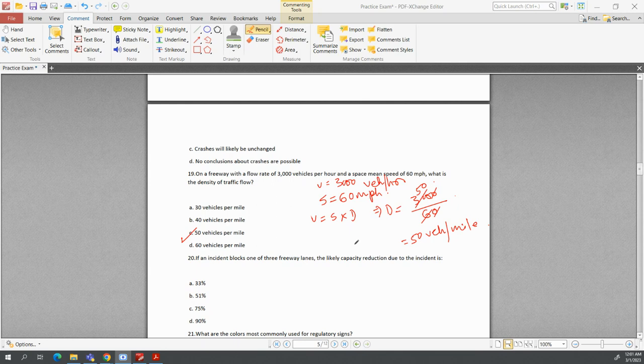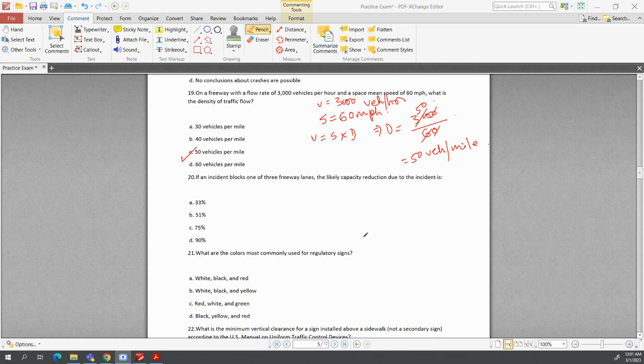So the next question: if an incident blocks one of the three freeway lanes, let's say this is the freeway, this is one lane, this is the second lane, and this is the third lane. Three lanes are there. Okay. If an incident blocks one of the three freeway lanes, so let's say there is an incident and this lane gets blocked, you cannot go. Then what is the likely capacity reduction due to the incident?